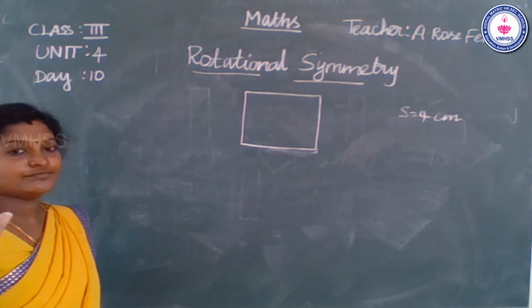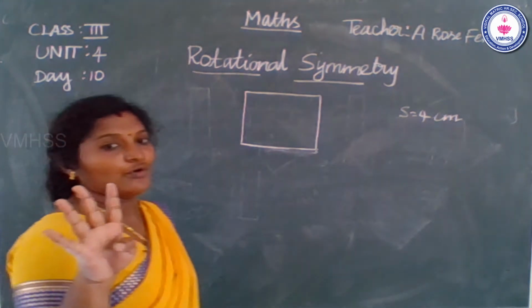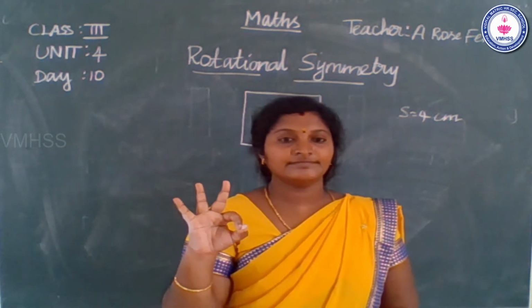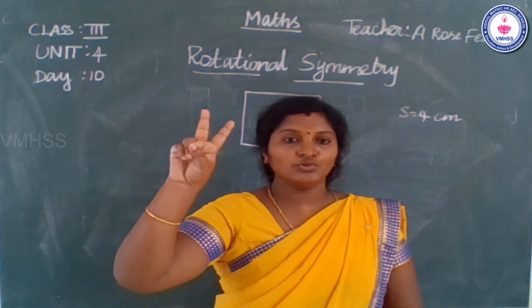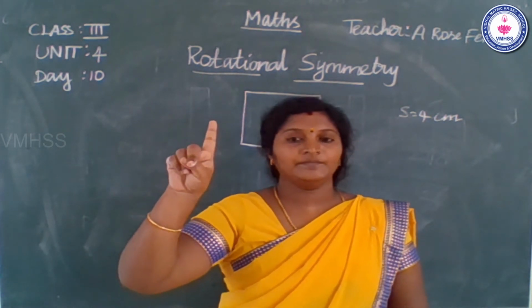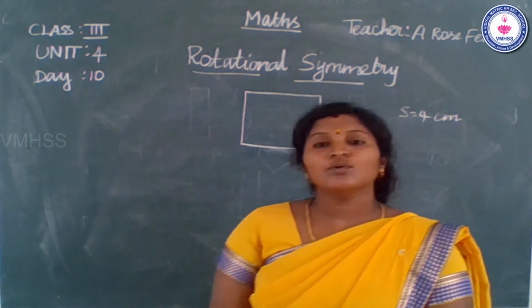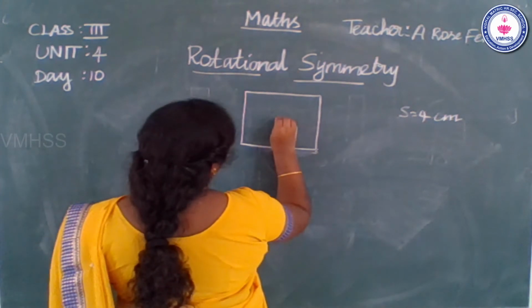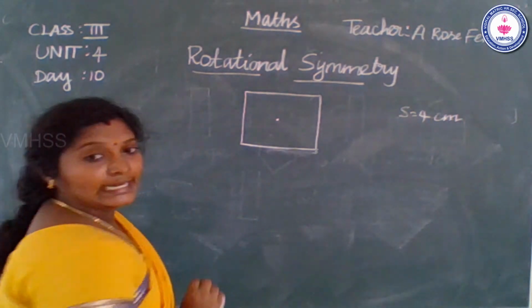5, 4, 3, 2, and 1. Okay, so this is the center point. Okay, children, so this is the center point.